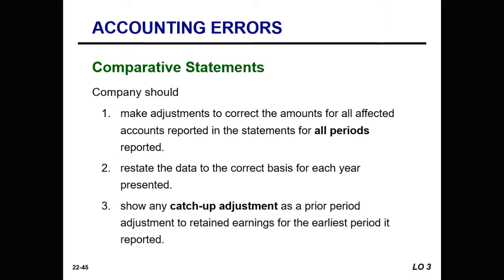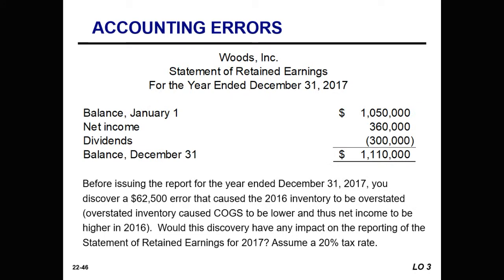When comparative statements are being presented, companies need to make the adjustments to correct for the amounts for all affected periods that are reported in the statements. They restate the data to the correct basis for each year that's presented. They show any catch-up adjustment as a prior period adjustment to retained earnings for the earliest period it's reported.